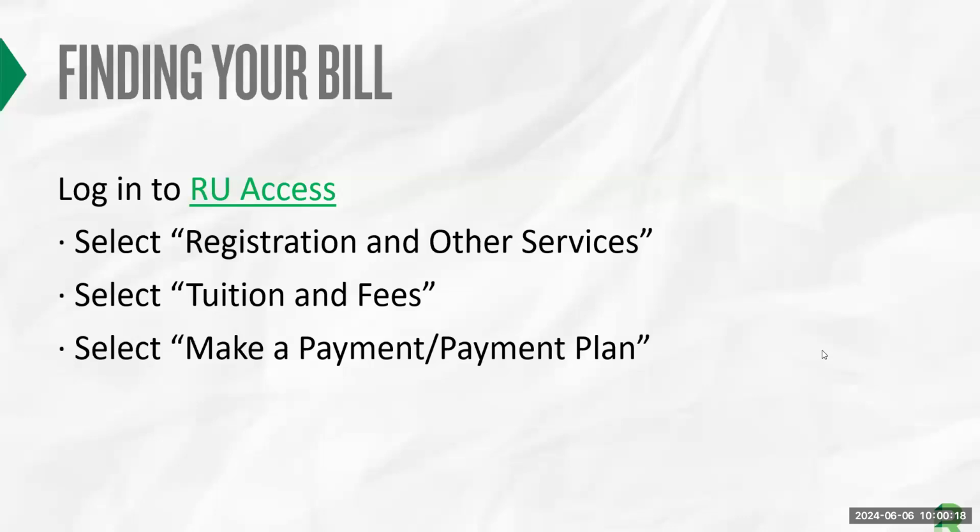So finding your bill, you log into RU Access. There's the 4 bullets up at the top left-hand corner of the screen. You could select banner, and then registration and other services, tuition and fees, and then make my payment. Again, this is for students that have a US bank account. Next slide.